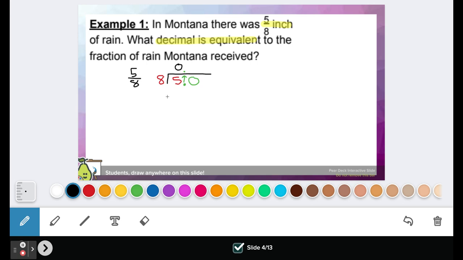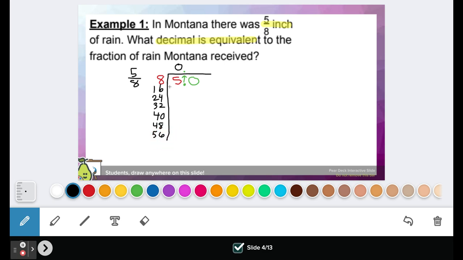Now we're going to work with how many times can 8 go into 50? So I'm going to go over with my 8: 8, 16, 24, 32, 40, then 48, then 8 times 7 is 56, and then I'm just going to stop here, okay?